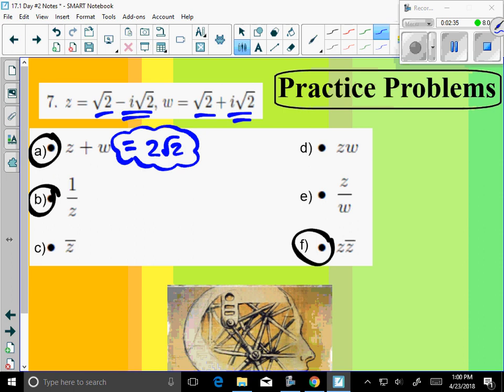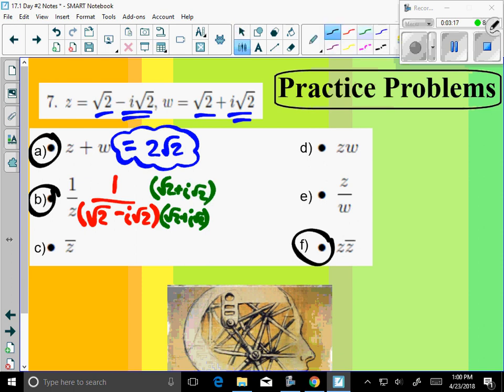Okay, in part B, I'm going to take 1 over z. Well, z is this. That means I'm going to want to get rid of the imaginary portion in the denominator. So I multiply by its conjugate, bottom and top, that's root 2 plus i root 2. Root 2 plus i root 2.